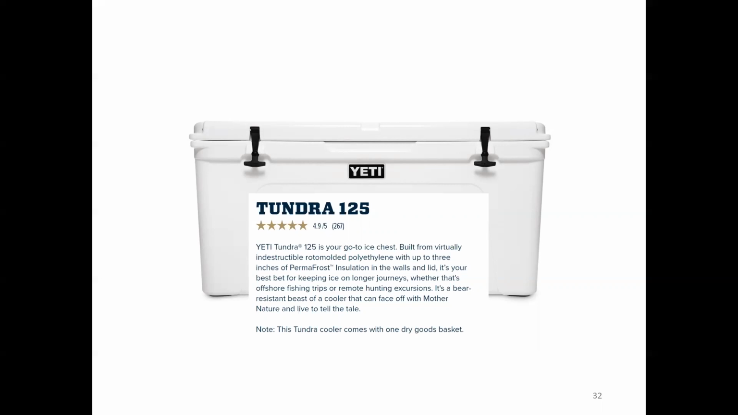to a maintenance customer. So this Tundra 125 is the same size as the Igloo, and you can have that for $550, almost 10 times the price of the Igloo.